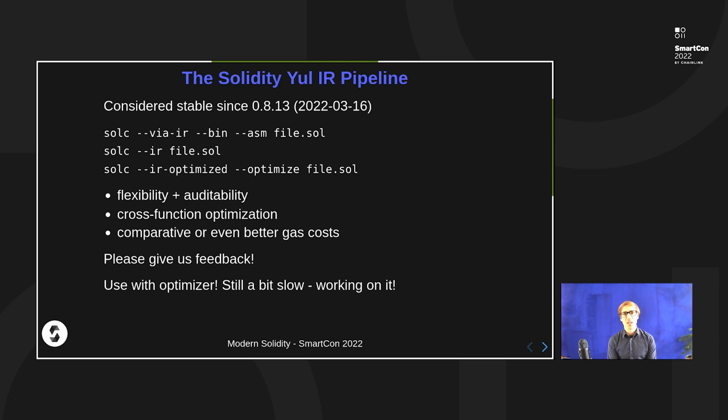It also gives us way more opportunities for optimization. For example, we can do cross-function optimization, which is not really possible with the old way we did it. Currently we have comparable or in many cases better gas costs for the smart contracts. One tiny drawback is that the optimizer is still a bit slow on the IR, but we're working on that.